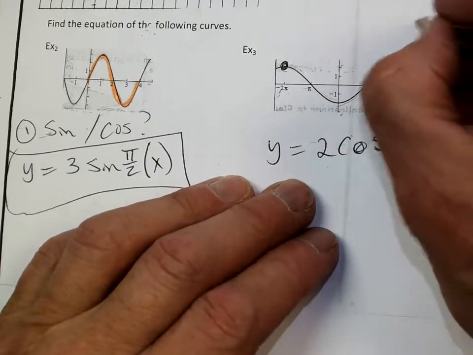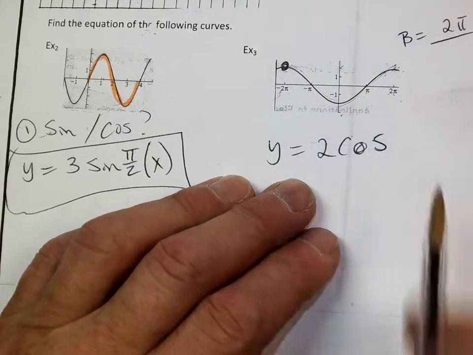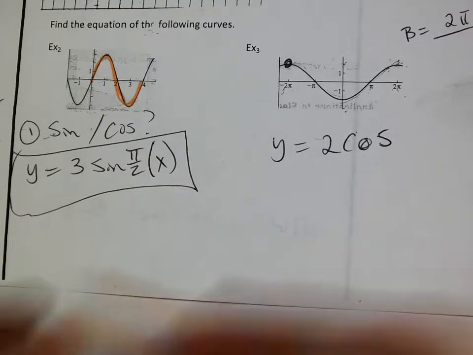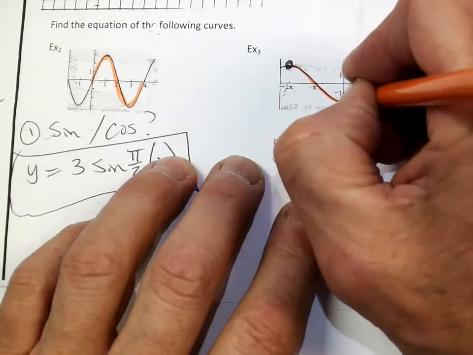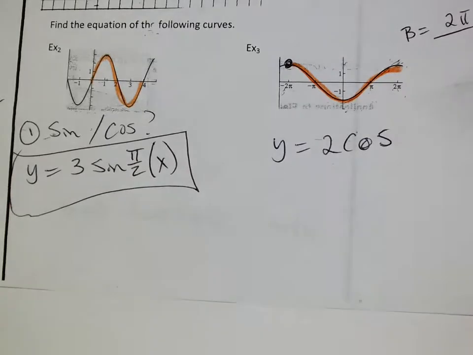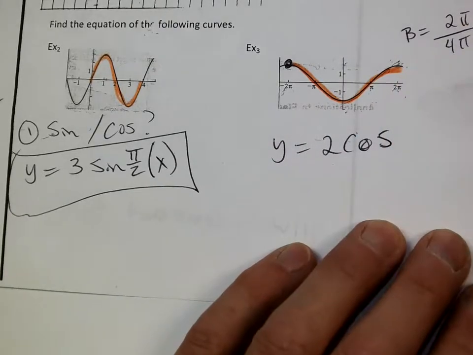To find b, we'll take 2 pi and divide it by the curve width. How wide is this curve? From here, take a full ride. The full ride is all the way to here. You guys agree? One full ride, then you start again is to there. So 4 pi, right? So b is going to be 2 pi divided by 4 pi, which is 1/2, right?